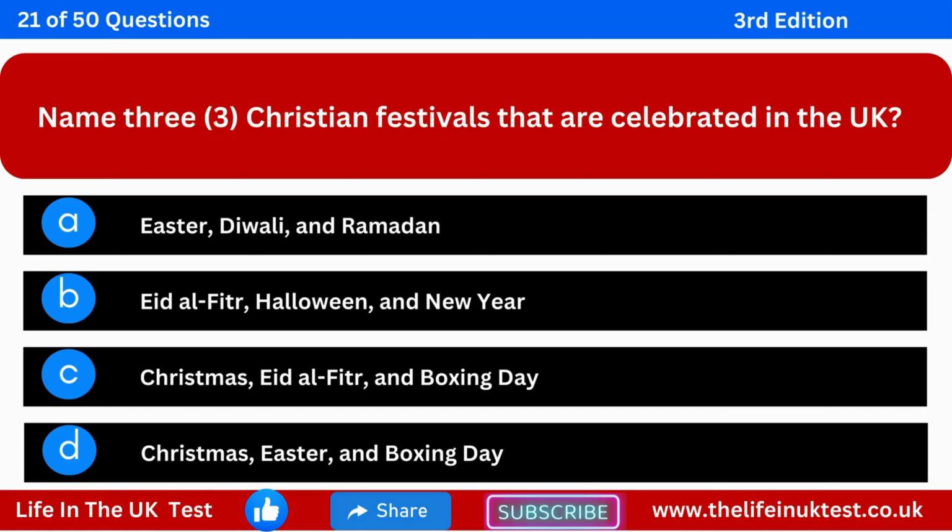Name 3 Christian festivals that are celebrated in the UK. Option A: Easter, Diwali, and Ramadan. Option B: Eid al-Fitr, Halloween, and New Year. Option C: Christmas, Eid al-Fitr, and Boxing Day. Option D: Christmas, Easter, and Boxing Day.